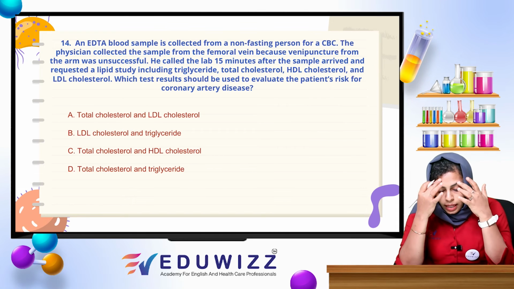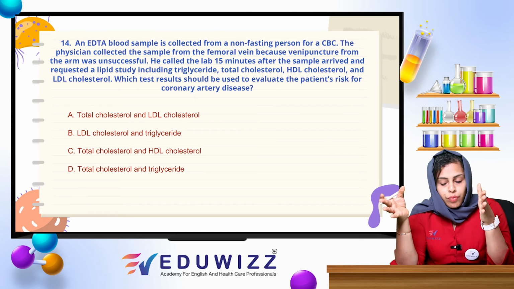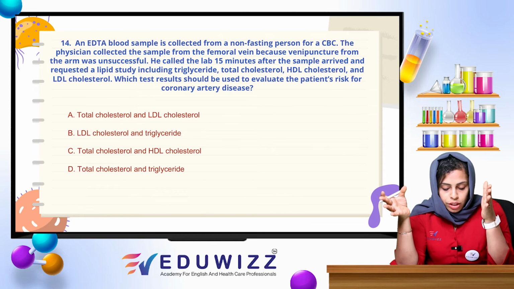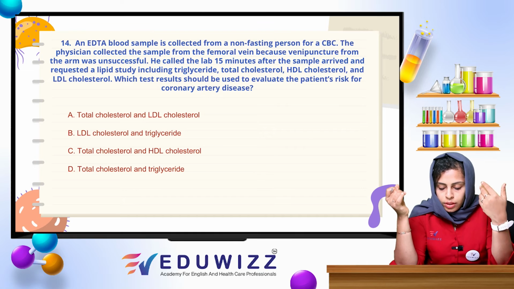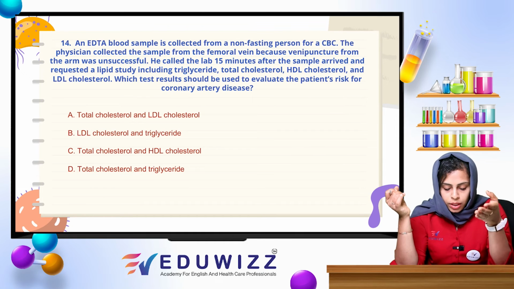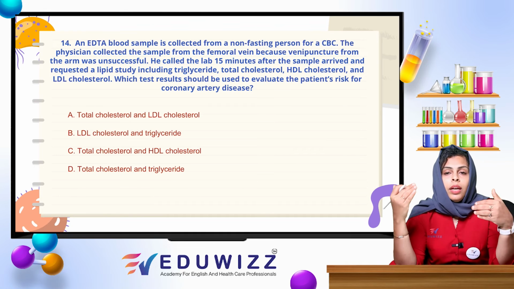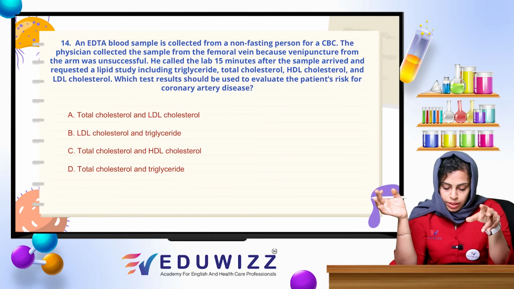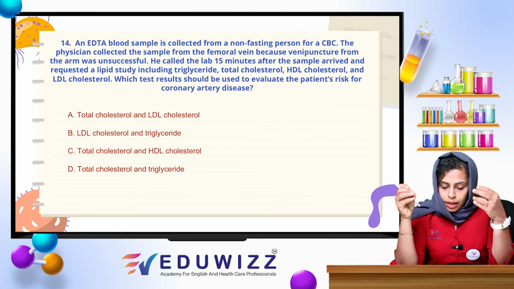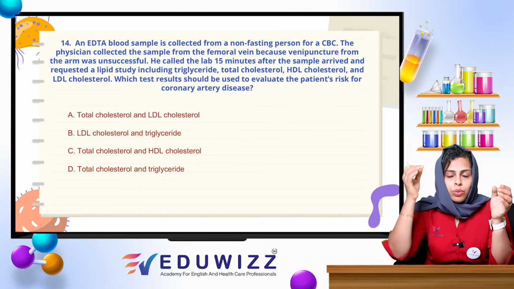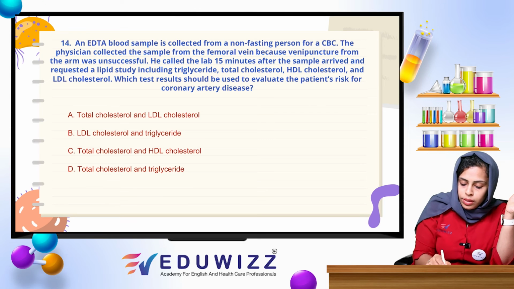The next: an EDTA blood sample is collected from a non-fasting person for a CBC. The physician collected the sample from the femoral vein because venipuncture from the arm was unsuccessful. He called the lab 15 minutes after the sample arrived and requested a lipid study including triglyceride, total cholesterol, HDL and LDL cholesterol. Which test result should be used to evaluate the patient's risk for coronary artery disease? Here we have to choose two tests that will give us a correct value about coronary artery disease. Here you can also see the patient is in a non-fasting condition.